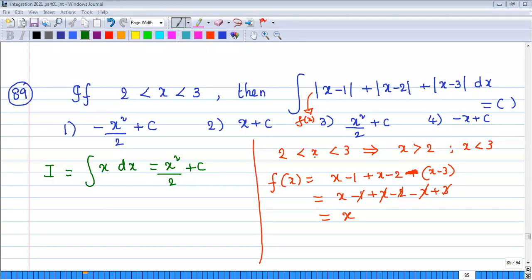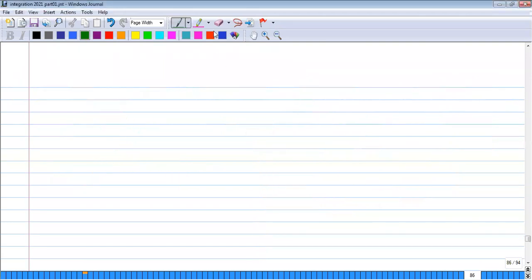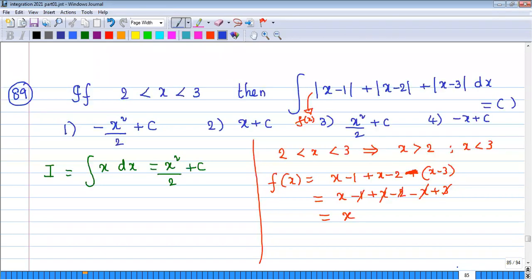Right, x square by 2. That's your previous page, sir. Okay, sir.